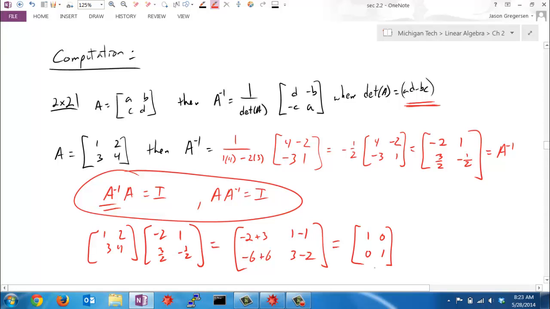Any questions? Once again, your calculator, I'm sure, will have an inverse matrix button. Right? But if you have to do this on the exam, you have to show your work. Any questions with the calculation?